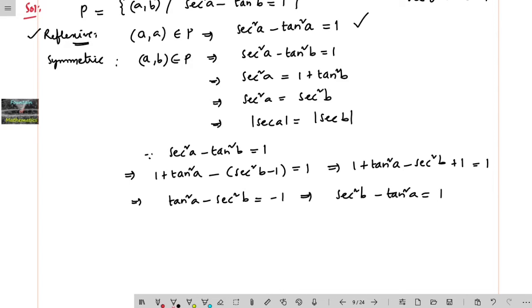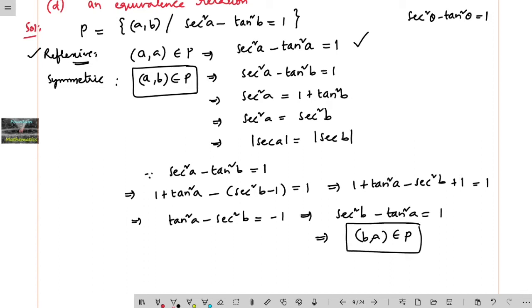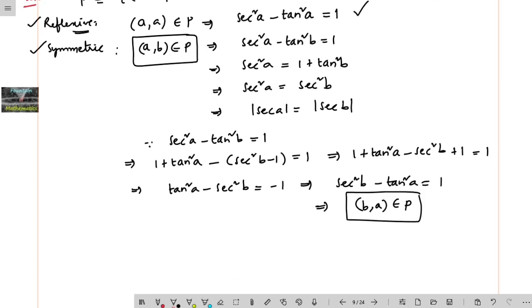Since A comma B belongs to P means secant square A minus tan square B is equal to 1. Now here secant square B minus tan square A is equal to 1 implies that B comma A belongs to P, right? A comma B belongs to P, and we got finally here B comma A belongs to P. So from this what we can say is it is symmetric. So your relation is symmetric.